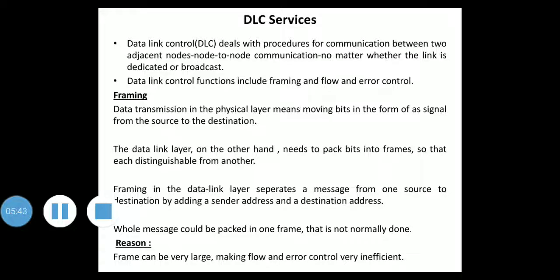Framing. In a physical layer, the data transmission means moving bits in the form of a signal from source to the destination. The physical layer provides bit synchronization to ensure that the sender and receiver use the same bit durations and timing. Okay. Then on the other hand, the data link layer needs to pack bits into frames so that each frame is distinguishable from another.